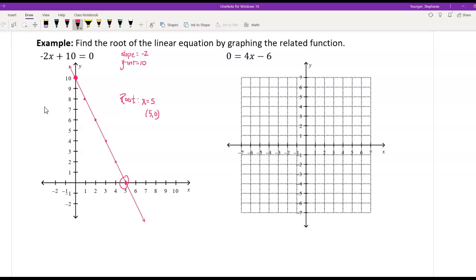So taking a look at this function, I have a slope of +4, a y-intercept of -6. So I go to -6, up 4 over 1, up 4 over 1. This is where I'm going to cross that x-axis. So let's go ahead and draw that straight line. So we have our straight line, and we notice that it crosses right here on that x-axis, and that looks like the point 3/2. So our root is x equals 3/2, or the point (3/2, 0).